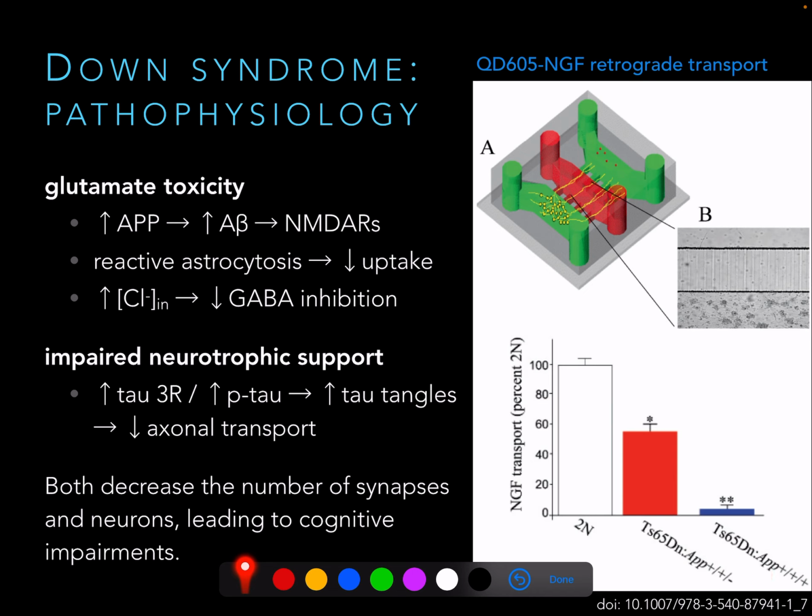Hey, wait a second. I didn't mention APP over here. What's the deal? Have I been lying to you? No. I was waiting to draw this arrow. Guess what? When you have more A beta, that leads to extra tau phosphorylation and actually promotes the formation of tau tangles. So it's all connected. I haven't lied to you too much yet, I think. Whether it's glutamate toxicity or impaired neurotrophic support, doesn't matter. Both of those things will cause neurons to lose synapses and eventually lose their life. And that will explain the cognitive impairments that occur in Down syndrome.